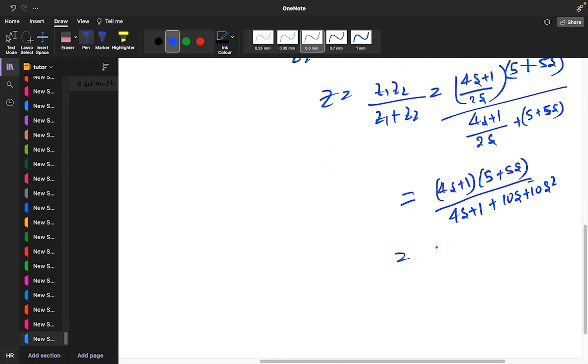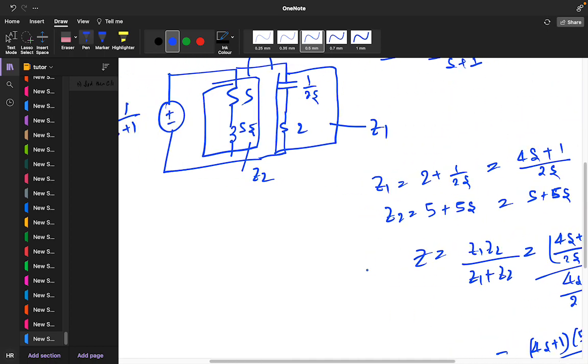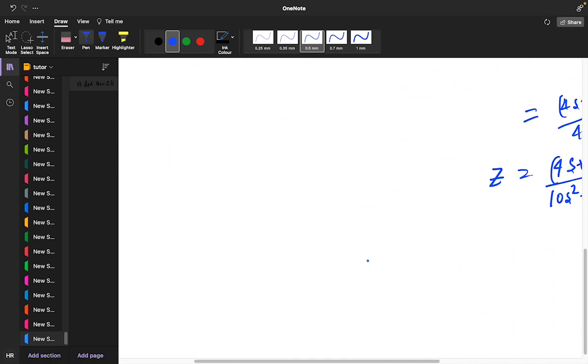So you will get 4s plus 1 into 5 plus 5s divided by 10s square plus 14s plus 1. So this is your Z value, and you need to get the value of I. So I will be what? I will be V of s divided by Z.